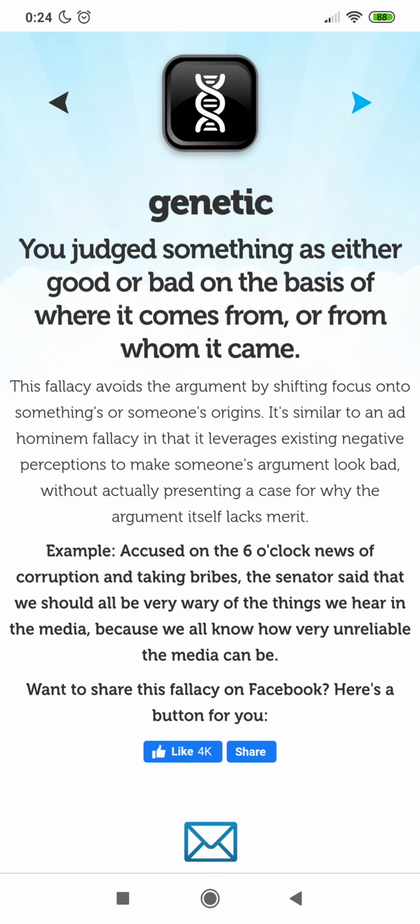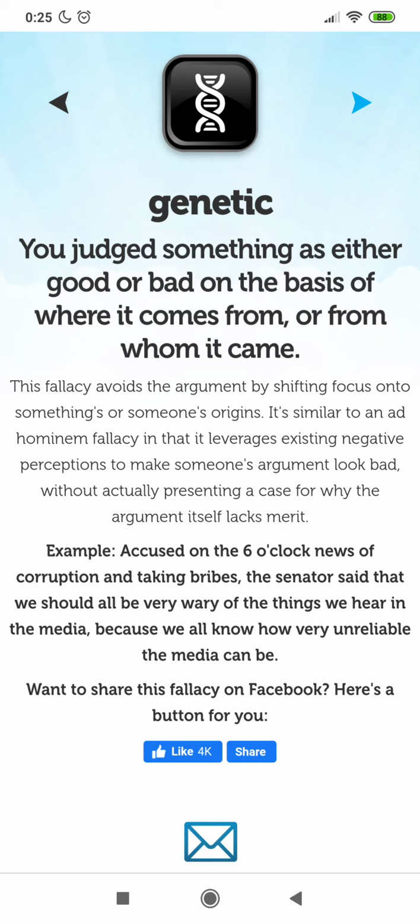Genetic. You judge something as either good or bad on the basis of where it comes from, or from whom it came. This fallacy avoids the argument by shifting focus onto something or someone's origins. It's similar to an ad hominem fallacy in that it leverages existing negative perceptions to make someone's argument look bad, without actually presenting a case for why the argument itself lacks merit.